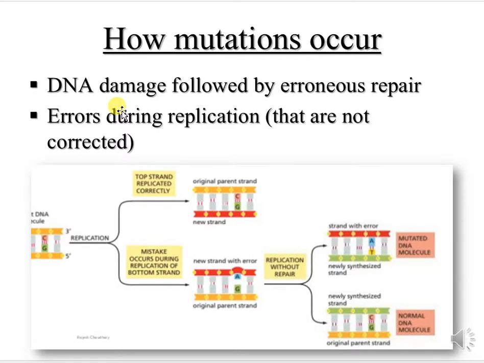So that's one. The second is errors during replication that are not corrected. So you kind of need both to go hand in hand. Really, mutations are changes in DNA that persist after replication, meaning it's not fixed and it's not corrected, and then it goes through replication and it's still not fixed.